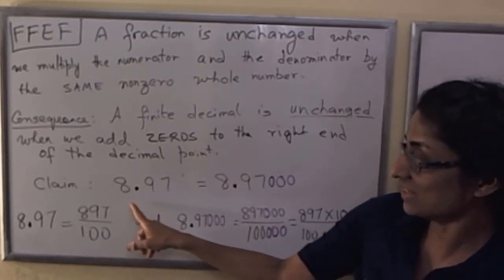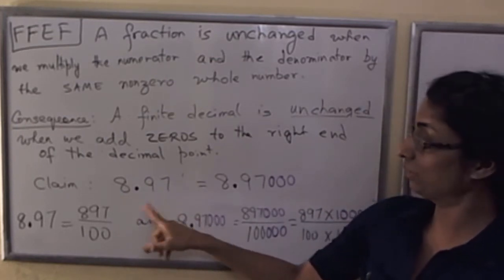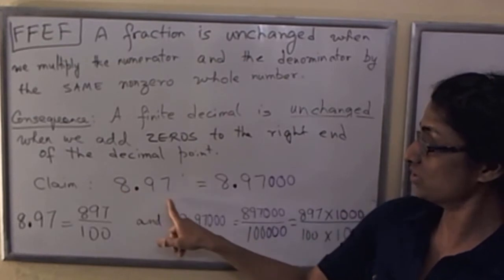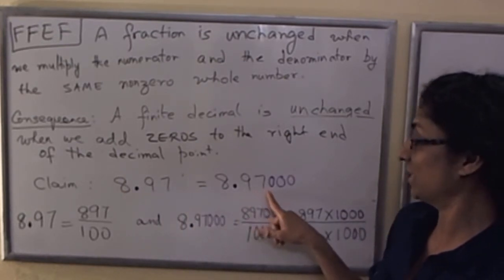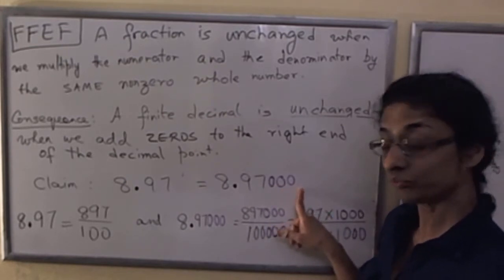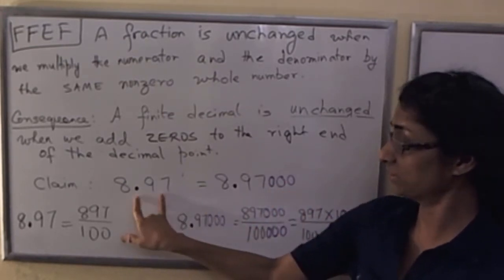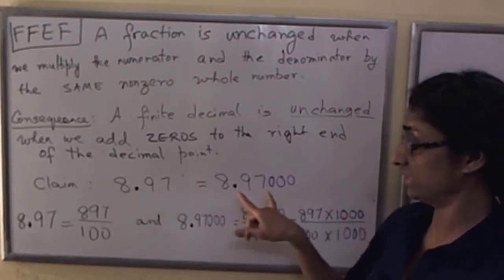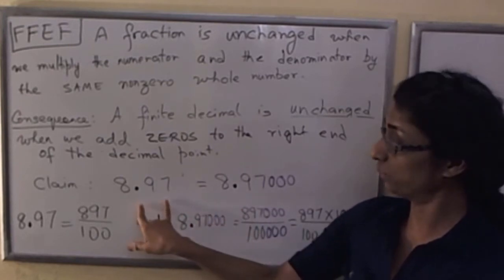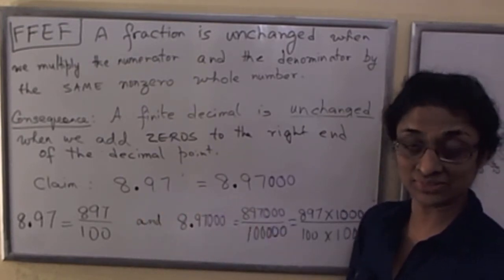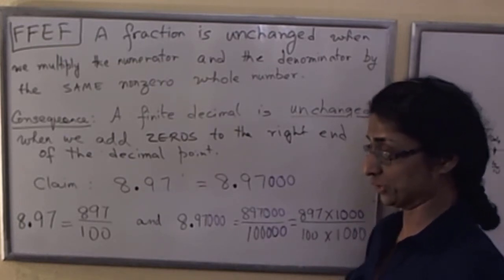What I'm claiming is that, look at this finite decimal, 8.97. I'm claiming 8.97 is exactly equal to 8.97000. So I've added some extra zeros, and I'm saying this finite decimal is exactly equal to this finite decimal, in the sense that when I plot them on the number line, they're going to be the exact same point. So how do we reason this through?